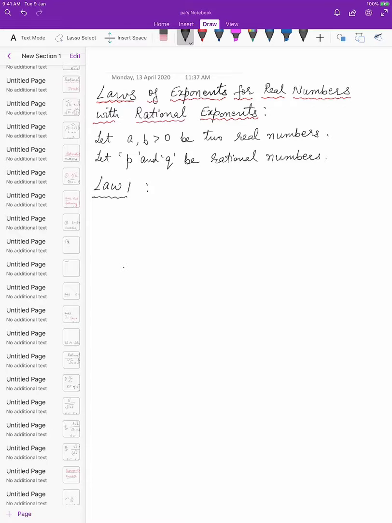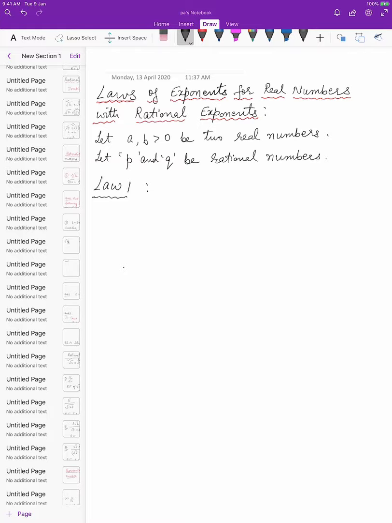So today we will study laws of exponents for real numbers with rational exponents. Here we have taken two real numbers a and b, where a and b both are greater than 0, and p and q are rational numbers, and they may be negative rational numbers also.